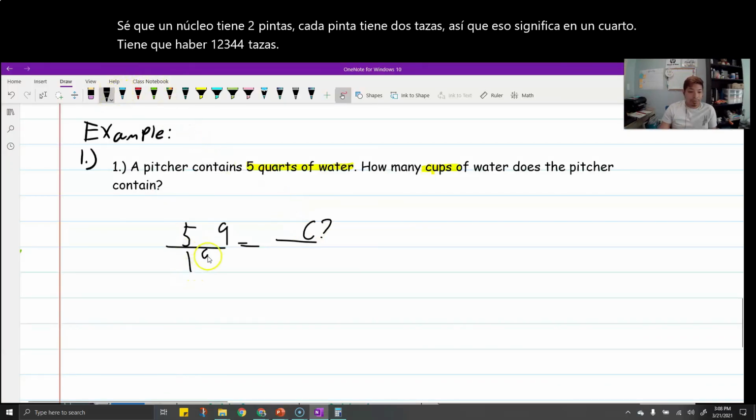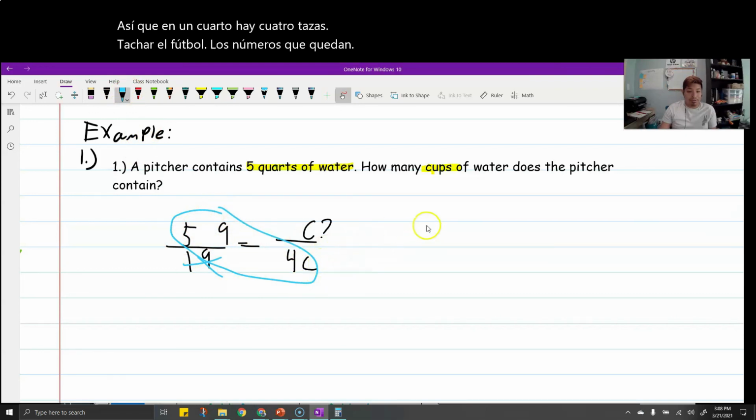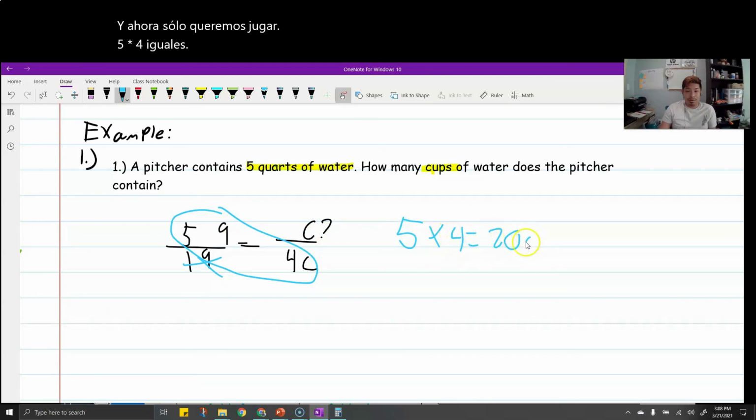So in 1 quart, there's 4 cups. Cross out the 1, look at the numbers that are left over, and now we just multiply. 5 times 4 equals 20. 20 cups. That's it.